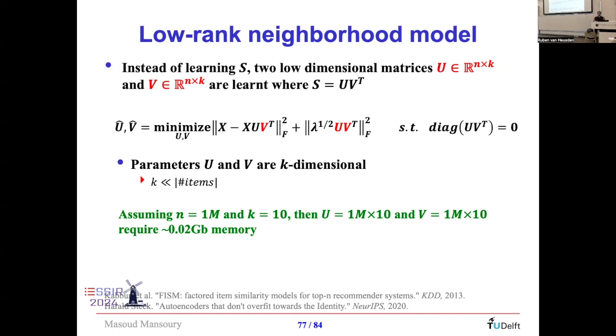In this case, instead of storing big similarity matrix in the memory, you can store two small matrices in the memory. Back to the previous example, for storing these two matrices in the memory, you would require maybe 0.02 gigabyte instead of 900 gigabyte memory, which makes the model more efficient and also more practical. So this was the last approach I just wanted to share with you.